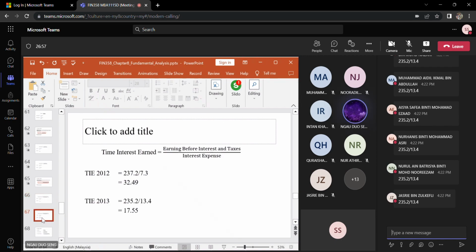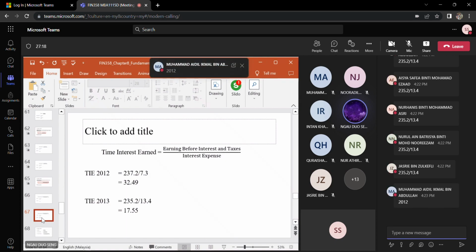Right, so we check 235.2 divided by 13.4. So for this one, which year is better? So do we prefer high or low? 2012. Yes, we prefer higher. So comparing these 2 years, 2012 is higher.